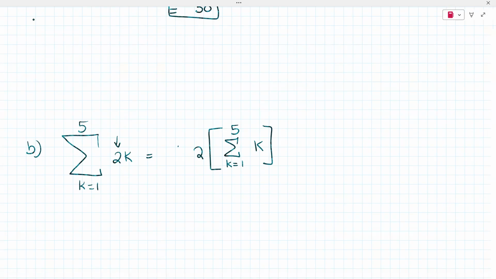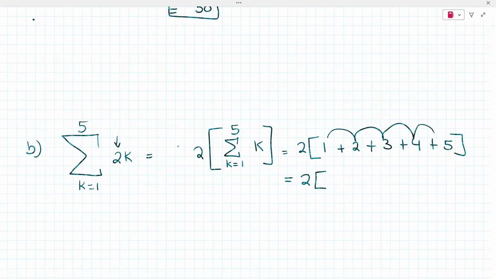And then, once we simplify that, we can multiply everything by 2. So this is going to be 2 times 1 plus 2 plus 3 plus 4 plus 5. So what's 1 plus 2 plus 3 plus 4 plus 5? That is 15. So 2 times 15 is 30.